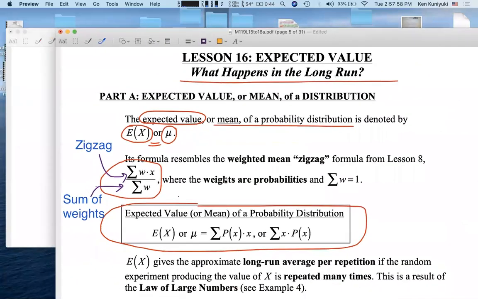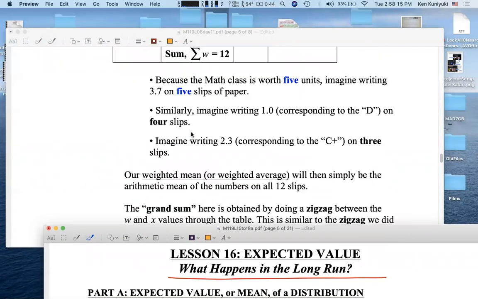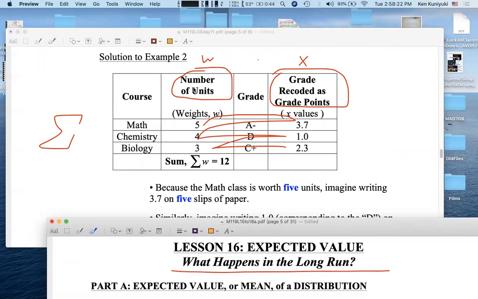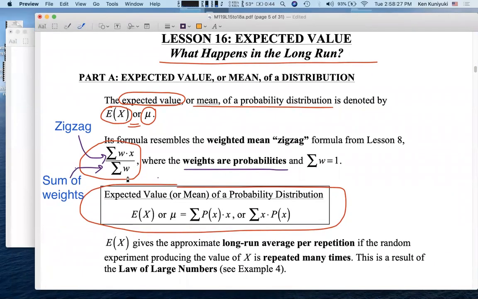Now over here, when we're talking about this zigzag formula for a probability distribution, what is the sum of the weights? Now the weights are probabilities. Before, weights were given by the numbers of units for the classes, 5, 4, and 3. But now for a probability distribution, the weights are probabilities. And for a probability distribution, what must be true about the sum of the weights? They have to add up to 1.